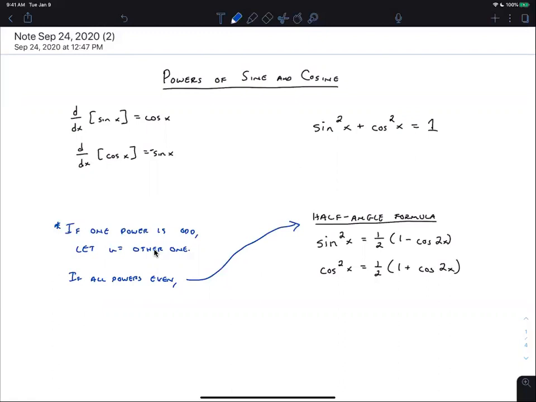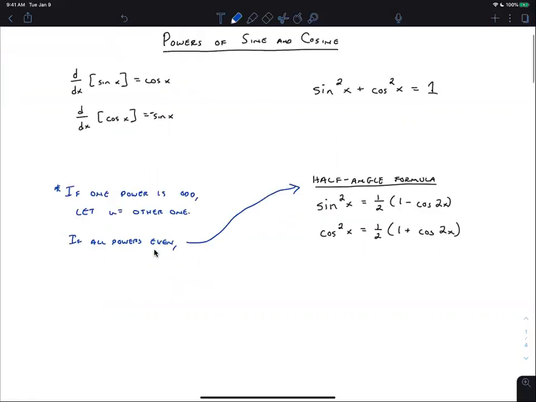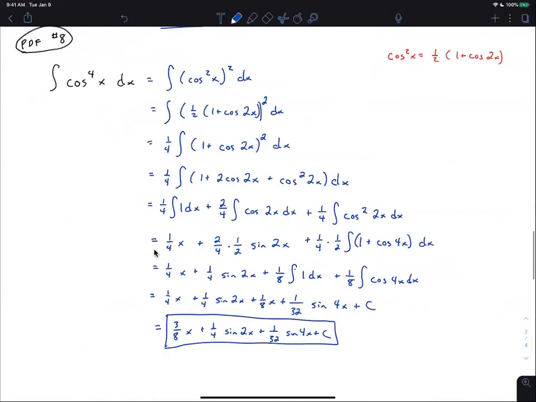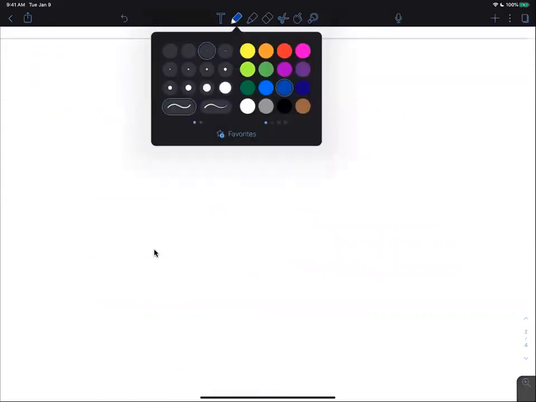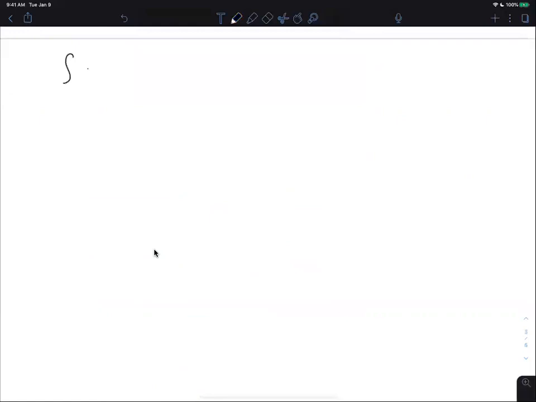Okay. All right. And so then let's look at the integral of sine to the 5th x dx and see if we can think about what to do. So we've done cosine squared, cosine to the 4th. Now we're going to do sine to the 5th. Any ideas on what we should do?